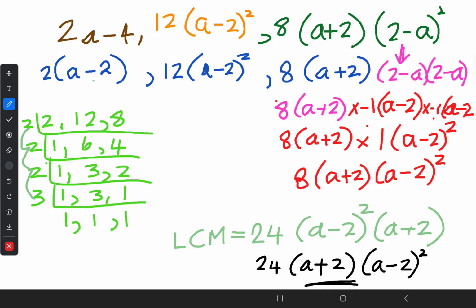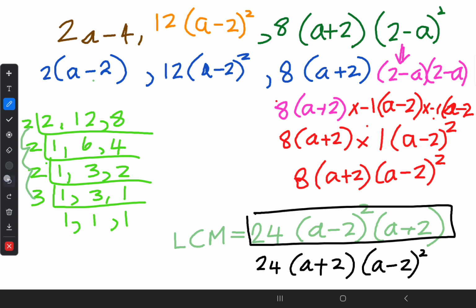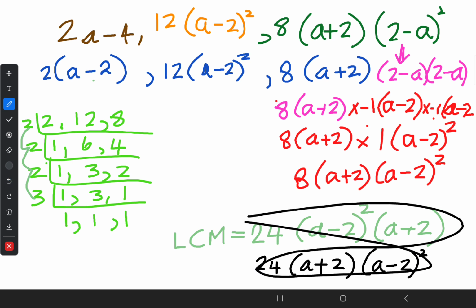Both are correct because look at the bases. (a plus 2) is in its singular state, that means in ground state there are no indices. Here also (a minus 2) is in its highest form, square form. Both cases are likewise. You can write your answer like this, either this one or this one. Both are correct.